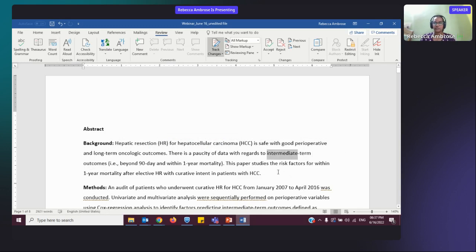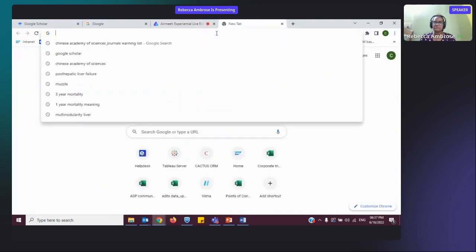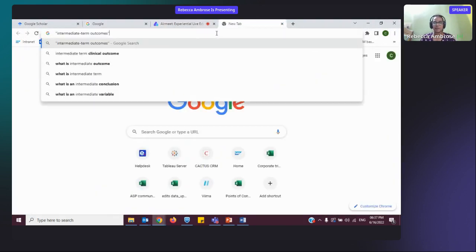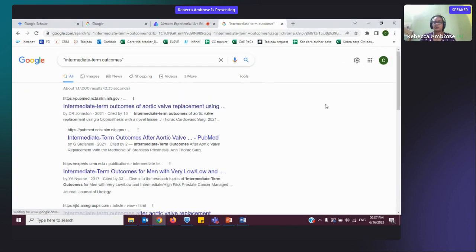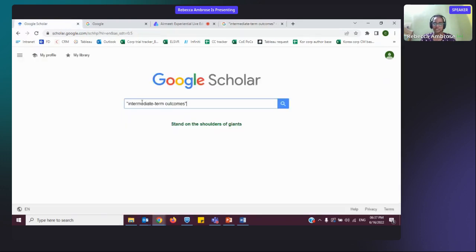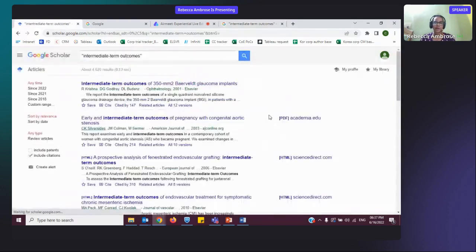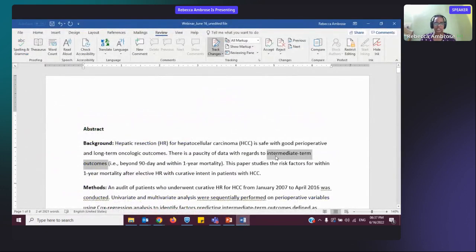I know for a fact that intermediate term outcomes is an established term, but if at all you're editing a paper where you've not really come across a term, it's always good to check on Google. Google has quite a few results already, and I think Google Scholar will also have a decent bit of results. It seems like an established term, so I'm not going to change that.